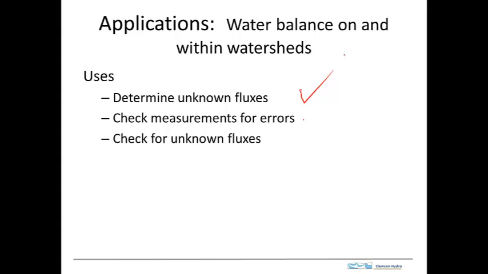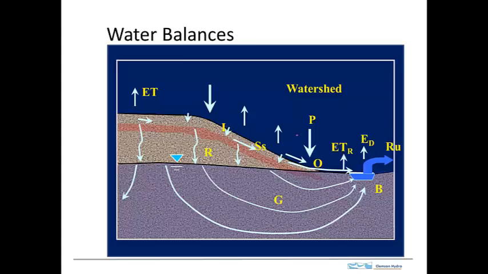Another application would be to try measuring all of the fluxes and use the water balance to check and see what the error might be. And then if we find that there are errors, maybe there's a flux of water that we didn't really know about. So we could use it potentially to identify some unknown fluxes.